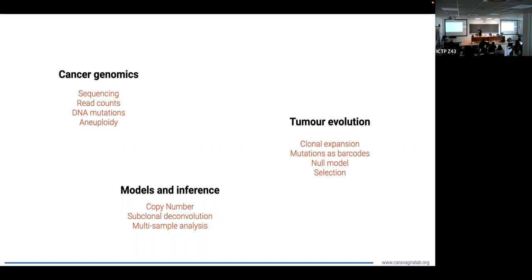which is the other side of this set of lectures. So discussing the concept of clone expansions, how we can use mutations, which come from the cancer genomics perspective, to understand the clonal evolutionary process that is behind the formation of the disease, that is responsible for how the disease responds to treatment and so on and so forth. And we're going to introduce concepts like the null model of neutral evolution and some form of selection at least. So you'll have a general idea about evolutionary processes.